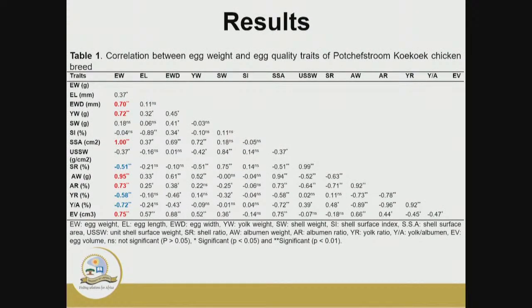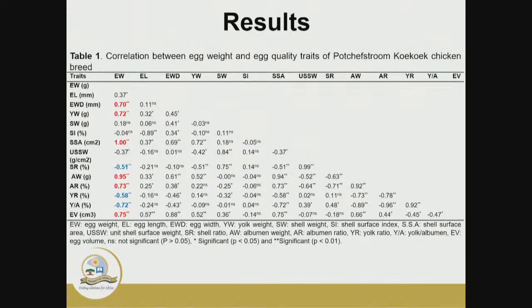with egg weight, and those traits included the egg width, the yolk width, the shell surface area, the albumin weight, the albumin ratio, and the egg volume. And such traits, scientifically, are assumed to be controlled by the same genes, meaning that when you're improving those traits, you're also improving the egg weight as they're positively correlated.